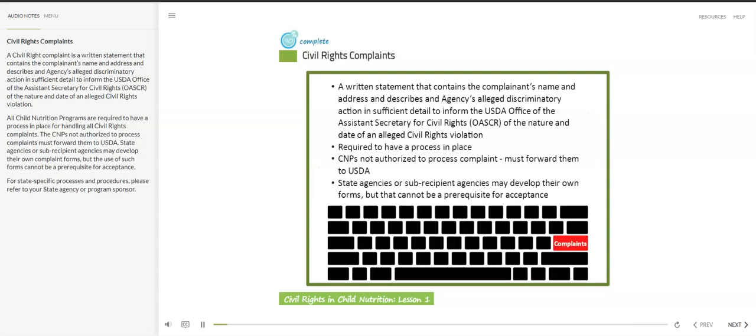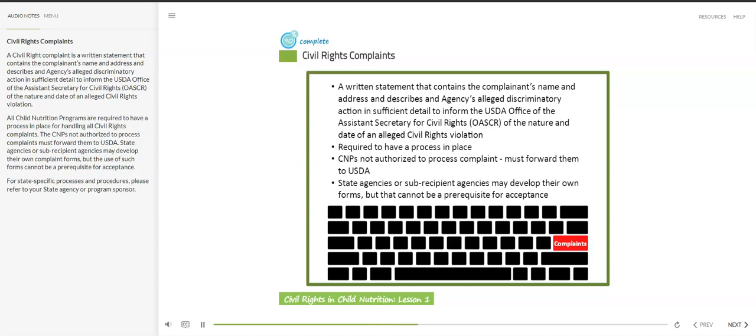Civil rights complaints. A civil rights complaint is a written statement that contains the complainant's name and address and describes an agency's alleged discriminatory action in sufficient detail to inform the USDA Office of the Assistant Secretary for Civil Rights, OASCR, of the nature and date of an alleged civil rights violation.